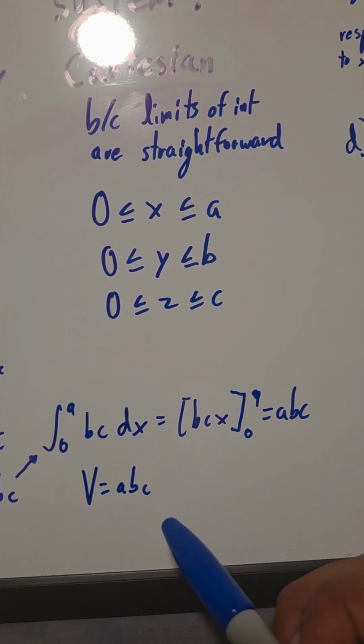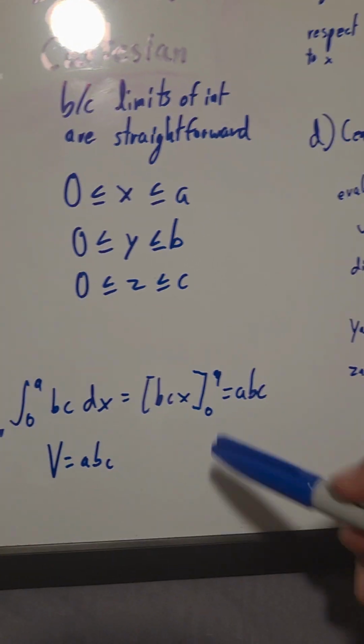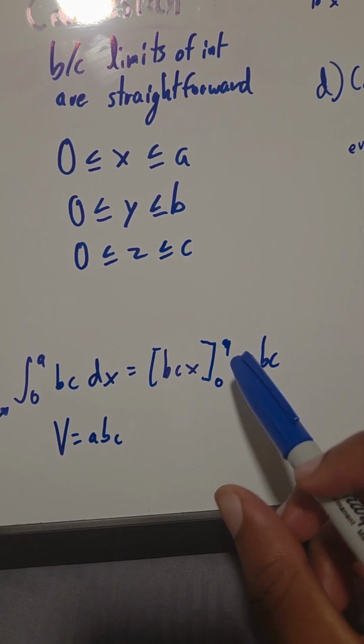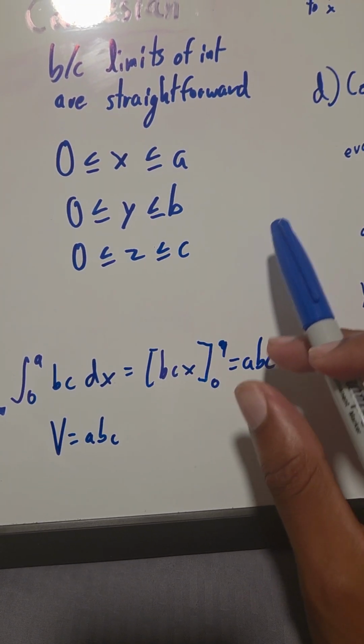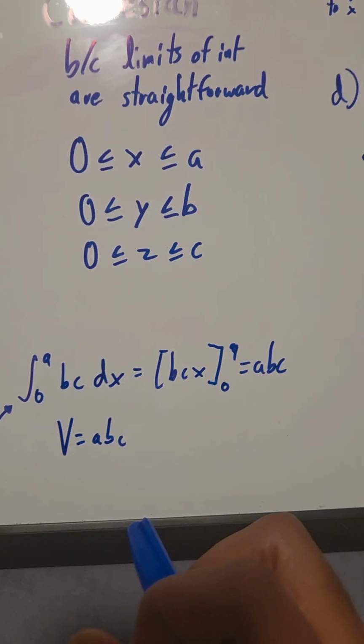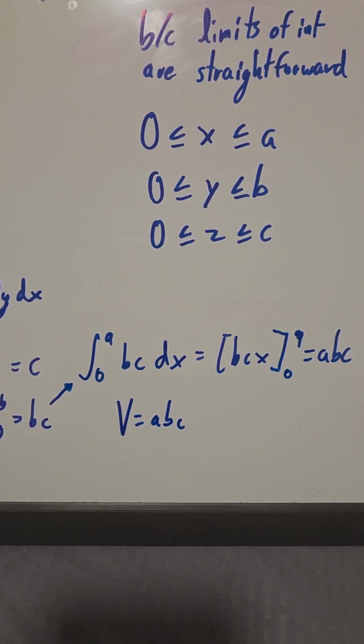And then, of course, if you can't see that, sorry, it's a very poorly written a. But from 0 to a, you get a times b times c. So the volume is a times b times c.